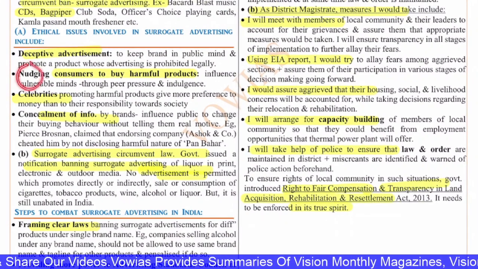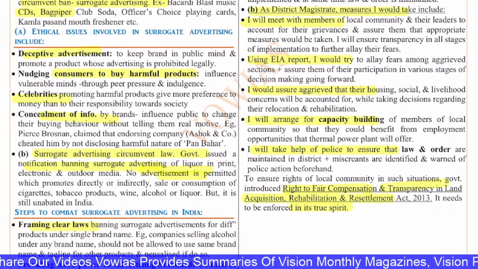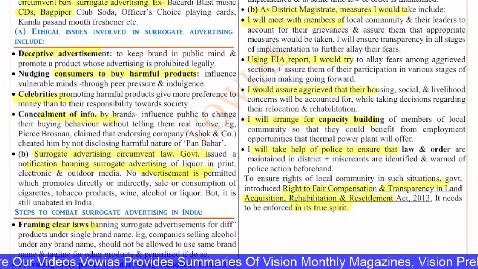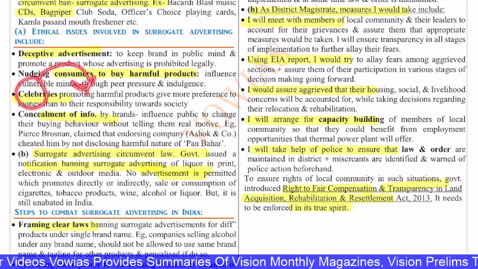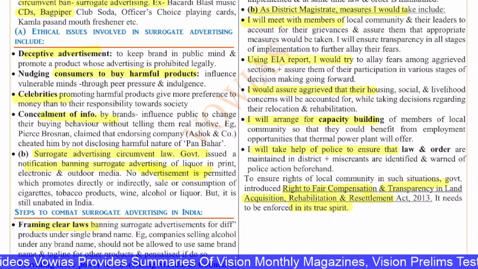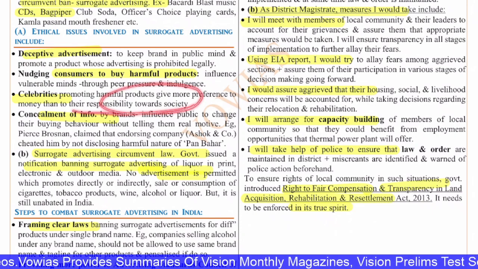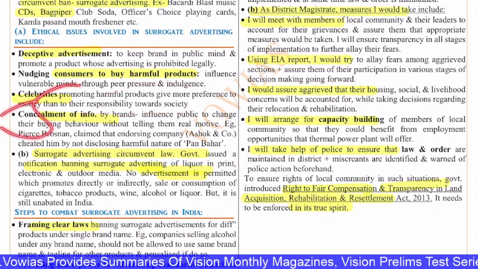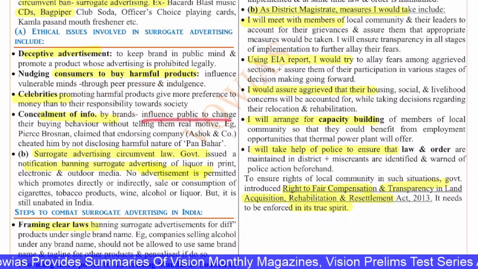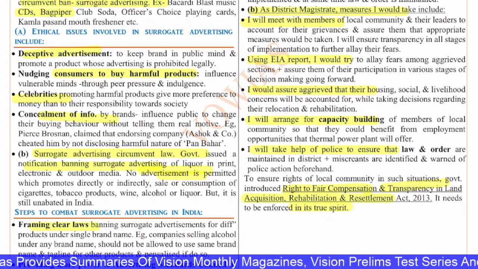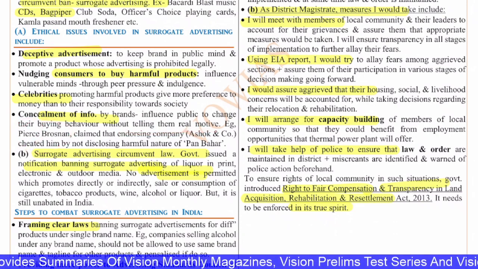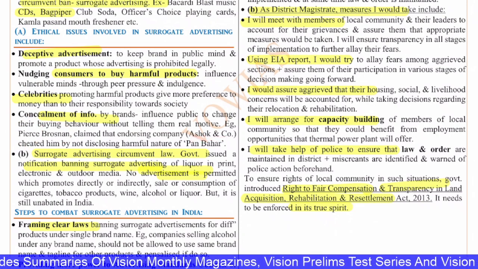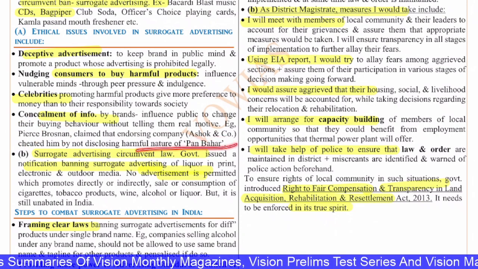Second is nudging consumers to buy harmful products. They are influencing vulnerable minds through peer pressure and indulgence. Also, celebrities promoting harmful products give more preference to money rather than their responsibility towards society. Next, concealment of information: brands influence the public to change their behavior without telling them the real motive. Example, Pierce Brosnan claimed that the company Ashoka & Co. cheated him by not disclosing the harmful nature of Pan Bahar.